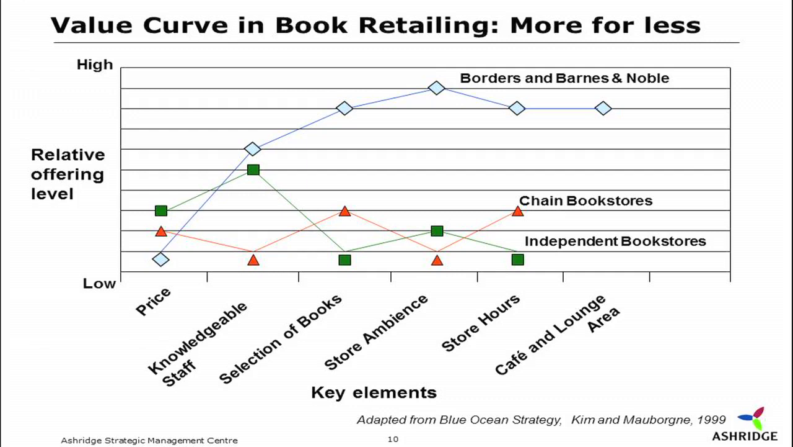But that's not the only thing you want. You may also want knowledgeable staff and the advice that comes from them about what books you might find interesting. And here, Barnes & Noble, because they're bigger and they have better training programs in general, score very highly. And in fact, when you look across this particular value curve, you'll see that Barnes & Noble at the time and Borders offered basically a superior product service offering to any of the competitors because they were the lowest price and they outperformed the competitors on all the other elements. So this is, if you like, a perfect value curve.